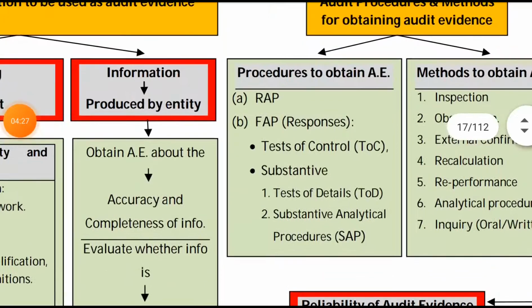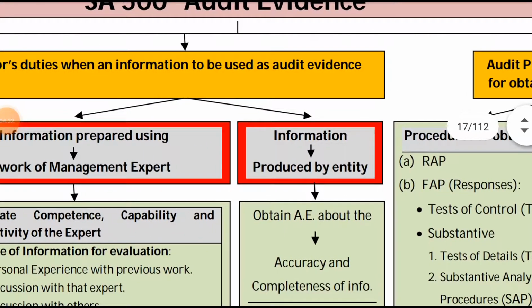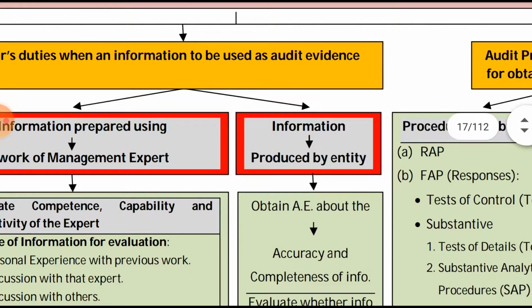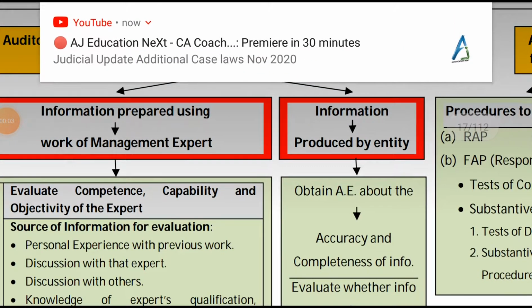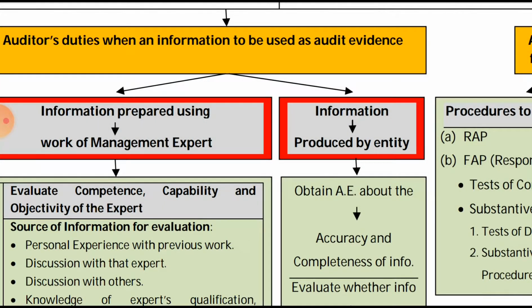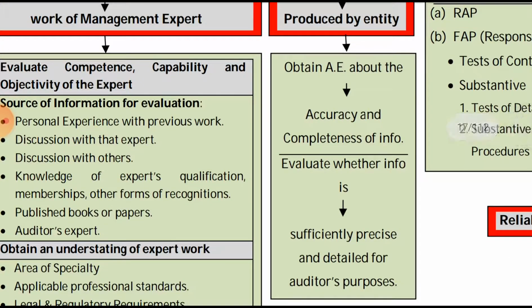Then, information produced by the entity. So what was the heading? Basically, the auditor's duty. The second part is the auditor's duty when information is to be used as audit evidence, that is, information produced by the entity. For information produced by the entity, first the auditor should obtain audit evidence about the accuracy and the completeness of the information and evaluate whether the information is sufficient.